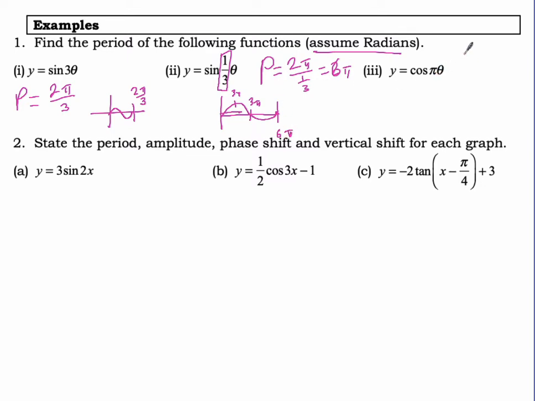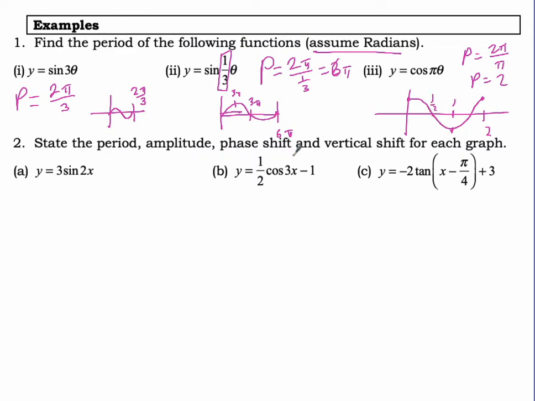Okay, cosine pi theta. The period is 2 pi over the b value, so it's just period equals 2. So it goes like this and stops at, oh, that's cosine, right? Cosine starts at 1, comes down, goes up, and ends up at a maximum again at 2. Okay? So this is like 1, I kind of didn't draw it to scale, half and such.